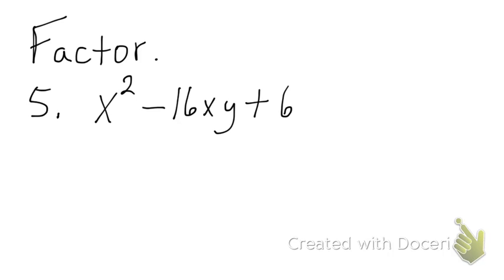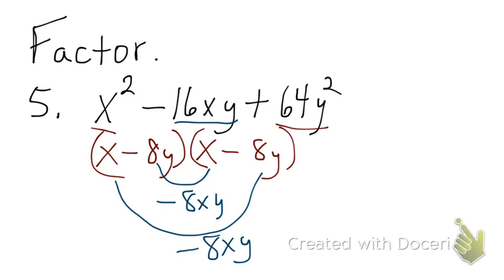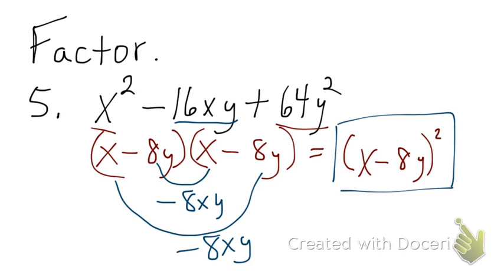Let's do another example. This one, again, if you look on the ends, we do have perfect squares. We do have another variable involved, that would be the y, but it works very much like what we've been doing. We know x times x is x squared. 8y times 8y is 64y squared. Both of our signs are going to be negative. Again, we want to check our inner and outer product and make sure we get negative 16xy, and they do. And so our final answer is (x minus 8y) squared.